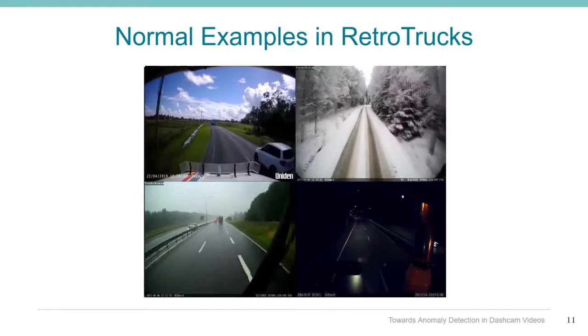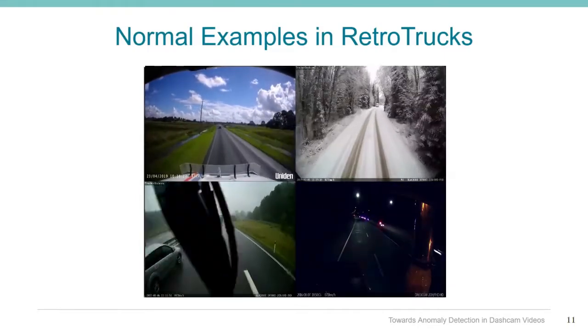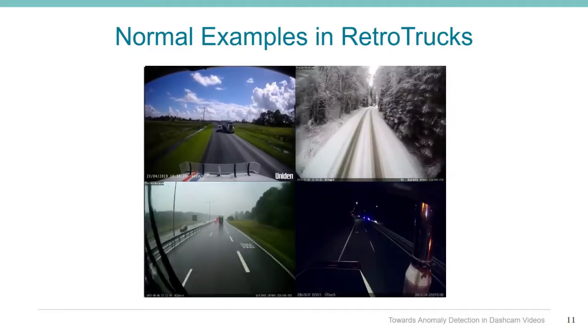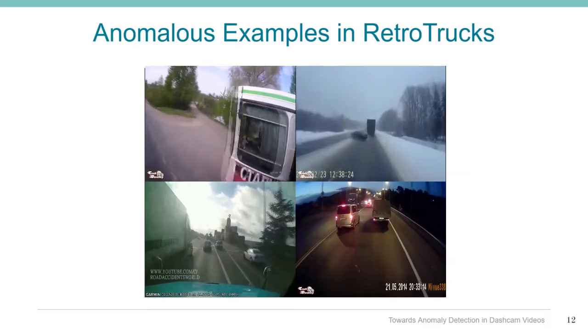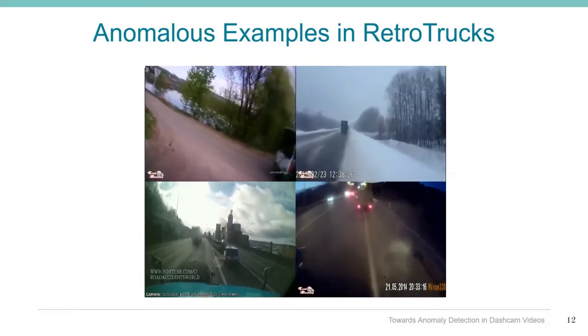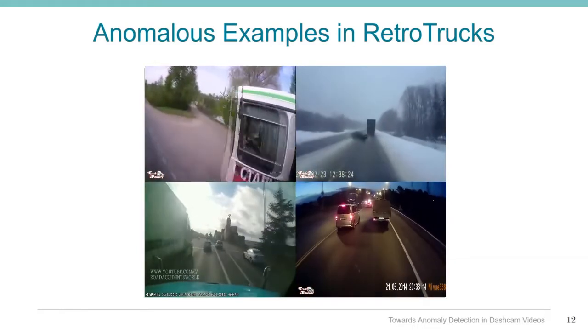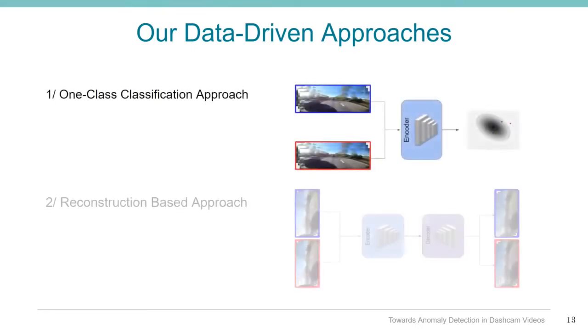We ensure that our dataset has diverse driving conditions, including rural and urban traffic, and various weather and lighting conditions. In addition to that, our anomalous examples include collisions, rollovers, and also near misses. Note that all anomalies involve the ego car. In our experiments, we use two classes of data-driven anomaly detection methods, including one-class classification and reconstruction-based methods.